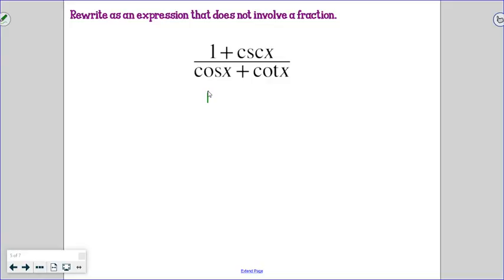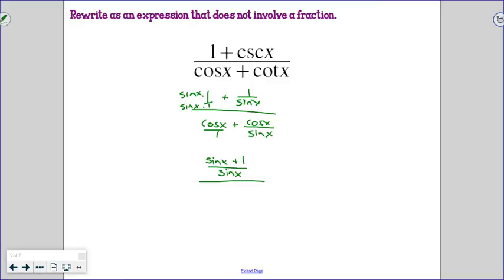Cosecant can be 1 over sine of x. Cotangent, cosine of x over sine of x. So a lot of common denominators to get in this one, different for the numerator than it is the denominator for the original fraction. But we'd be looking at multiplying by sine of x top and bottom here, which would give me sine of x plus 1 over the sine of x. Did I go too fast through that top part?